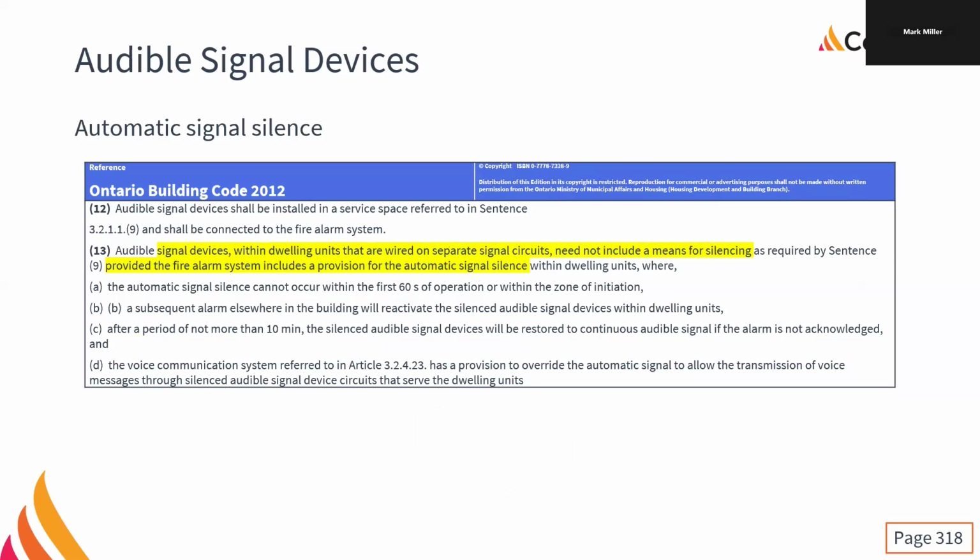The other thing that we used to do is put in suite signal silencers. So there'd be a button in the suite. It might be right on a horn or it could be a separate button. You could press a button and it would silence the signaling devices in your suite for 10 minutes. So, repeated false alarms, you could silence it and off you go.